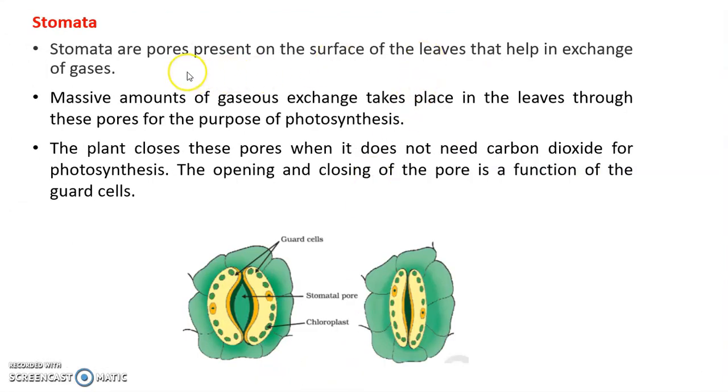Stomata. Stomata are basically small tiny pores present on the surface of the leaves that help in exchange of gases. So with the help of stomata, a massive amount of gas exchange takes place in the leaves through these pores for the purpose of photosynthesis. The plant closes these pores when it does not need carbon dioxide for photosynthesis, and the opening and closing of the pores is a function of the guard cells. So stomata is a very important part during photosynthesis.